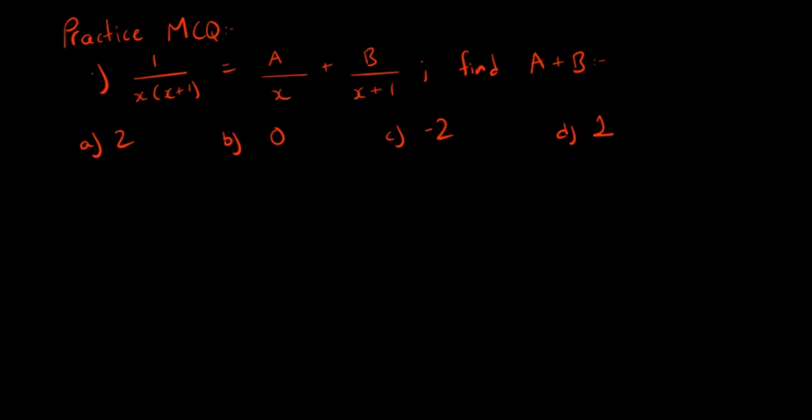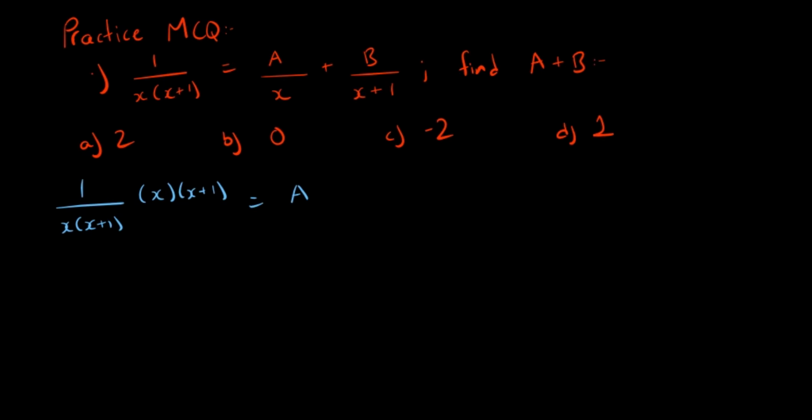Okay, now let's look at a practice MCQ for partial fractions. We've been given a fraction 1 over x into x plus 1 equal to a over x plus b over x plus 1. In this case, the general form of the partial fraction is already given, but अगर हमें नहीं given होगी तो हमारा first step is to find the general form, and then to find the general form we're going to be needing to factorize the denominator.